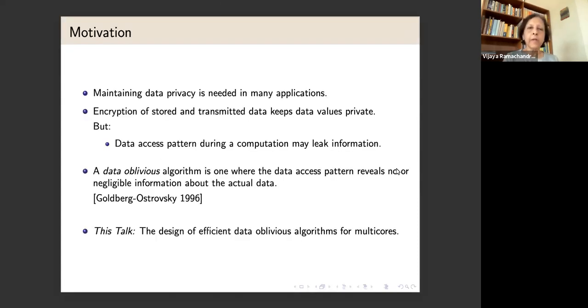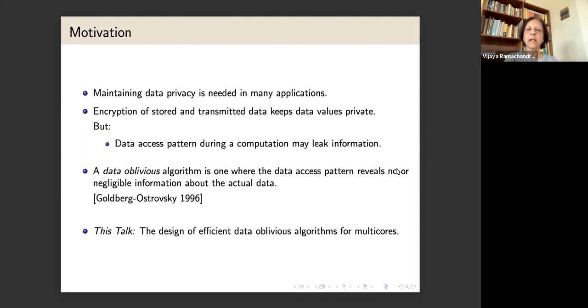So there is a lot of need for privacy of data, and that is needed in many applications. This talk deals with maintaining privacy of data during a computation. The common way of maintaining privacy of data is to encrypt the data, and this preserves privacy during the storage or transmission of data. But there is still leakage of information during a computation just based on the data access pattern.